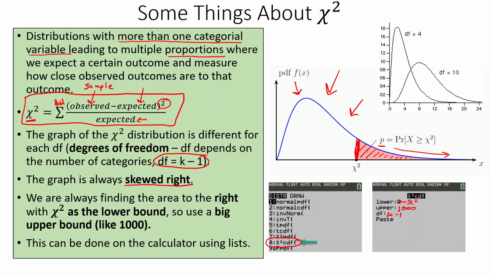So degrees of freedom is a new thing. We're not going to worry too much about what it means. For our intents and purposes, it's categories minus 1. All right, and then we just press enter a few times, and the calculator will give us our p-value, and then we do our conclusions just like before.